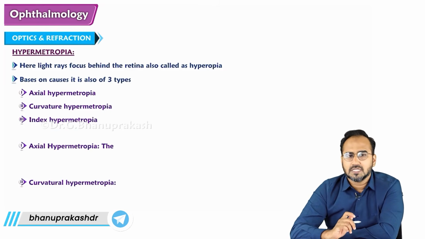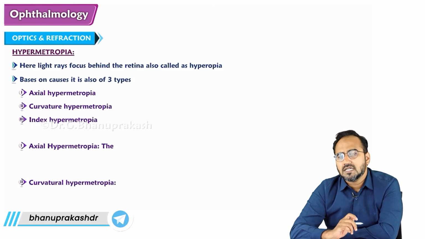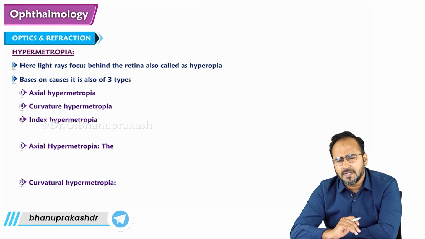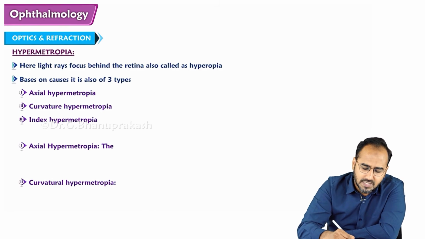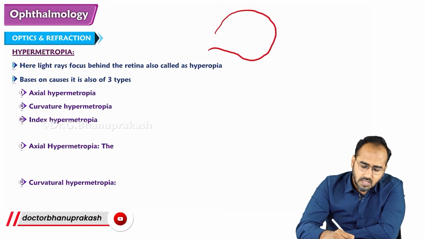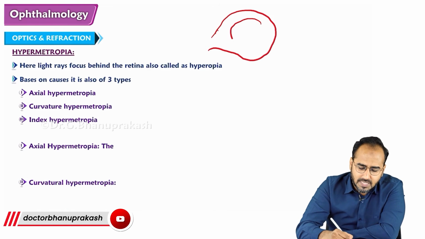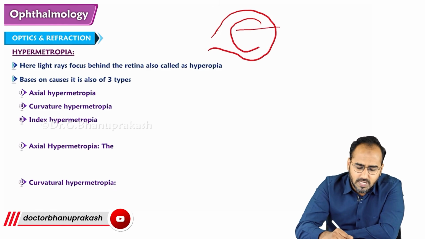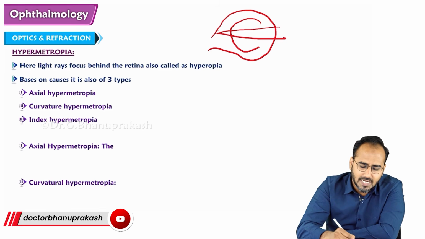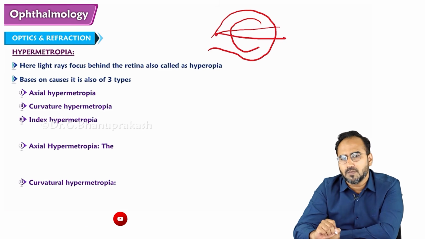Coming to the second refractive error, which is called hypermetropia. Come on guys, we'll define hypermetropia first. What is hypermetropia? Hypermetropia means what, guys? Rays of light traveling from infinity and focusing behind the retina is called hypermetropia.